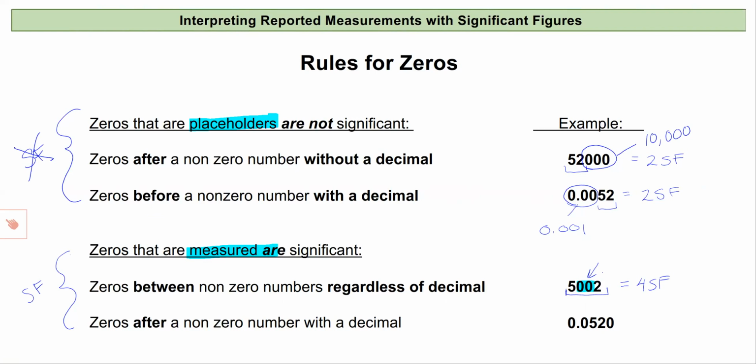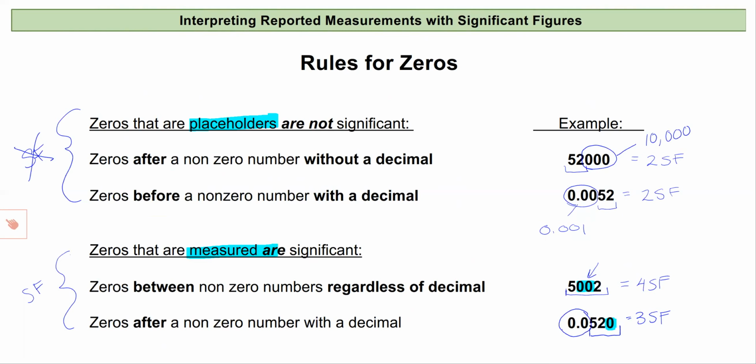Zeros after non-zero numbers that have a decimal place are also significant. So in this example, where we have 0.0520, this 0 right here is a significant figure. And if I look at all of my significant figures together, I start at the beginning of my non-zero numbers, and I go to all of my trailing zeros. So I have 3 significant figures in this number.